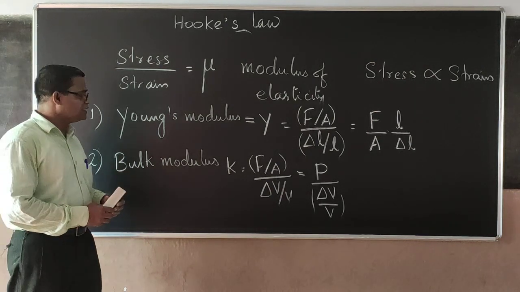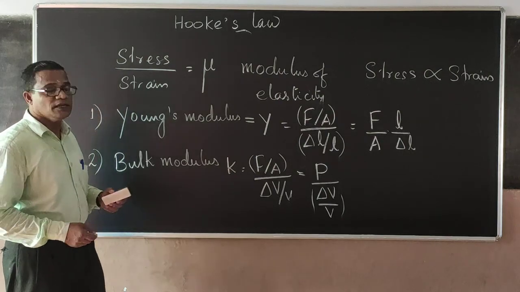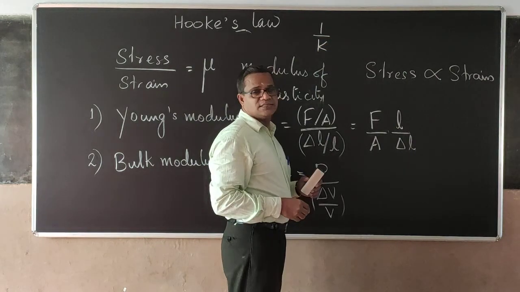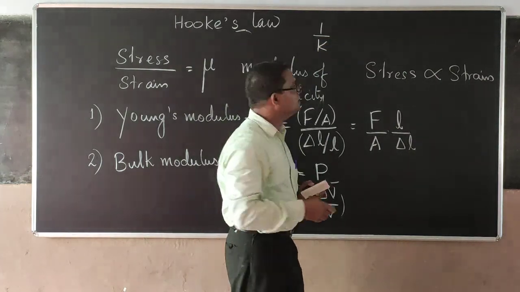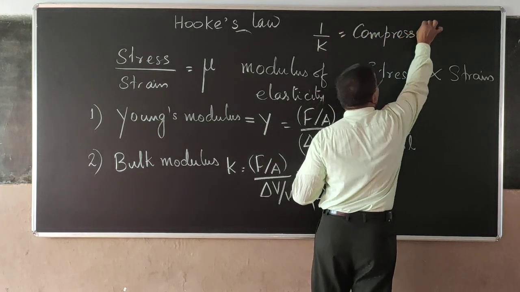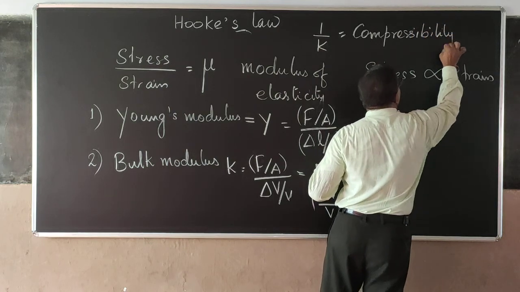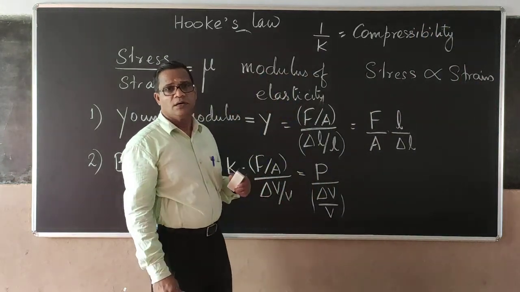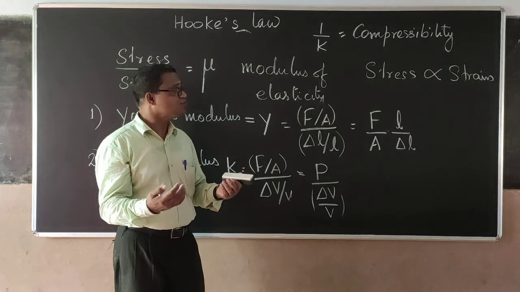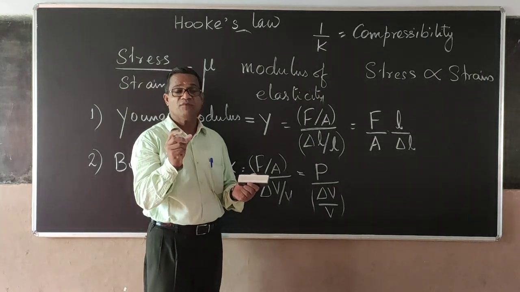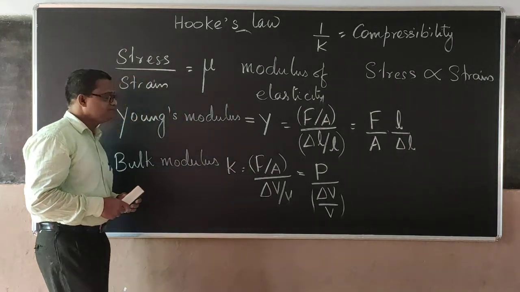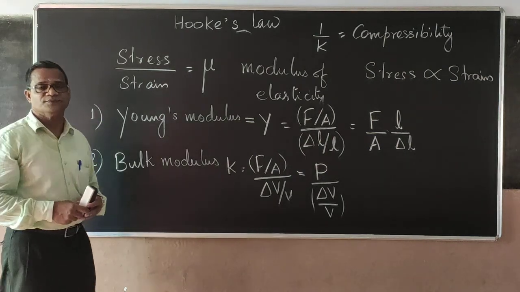Now relating to this bulk modulus, we can remember another equation that is very important. Reciprocal of bulk modulus is representing compressibility of the body. How far the body can be compressed. If the bulk modulus is large, then compressibility will be very, very small. It's very difficult to compress that object. Okay, that equation is very important.